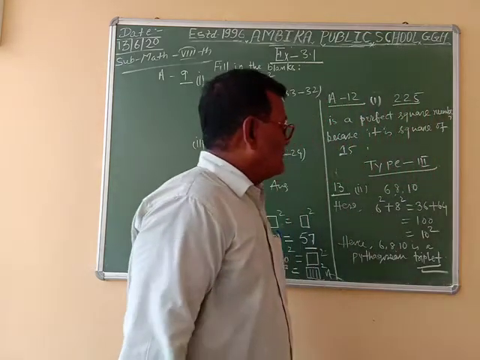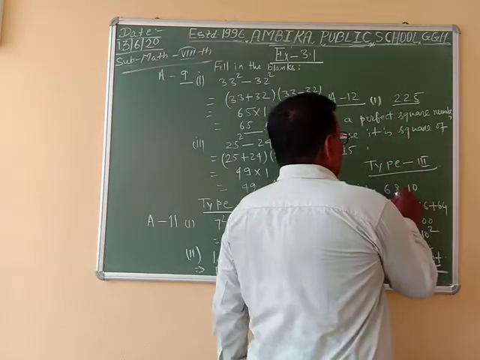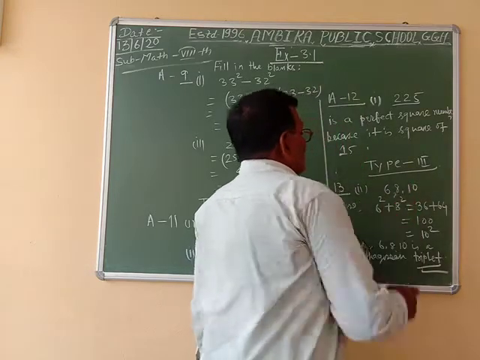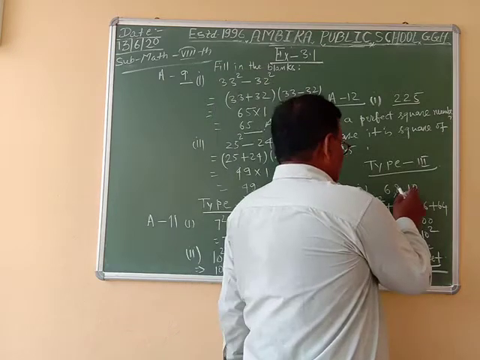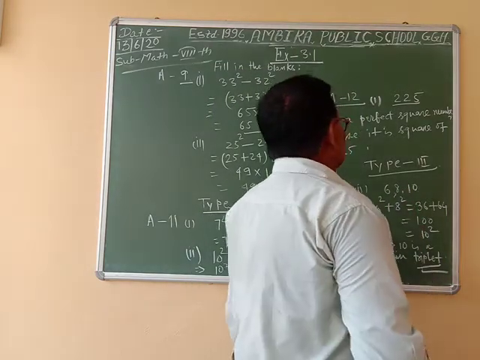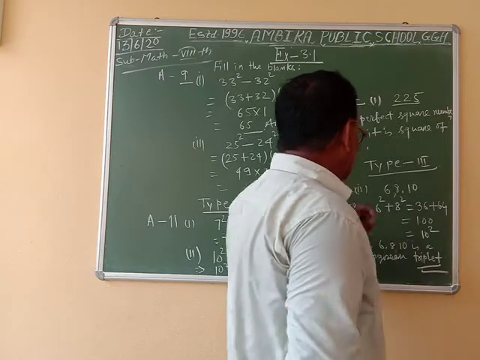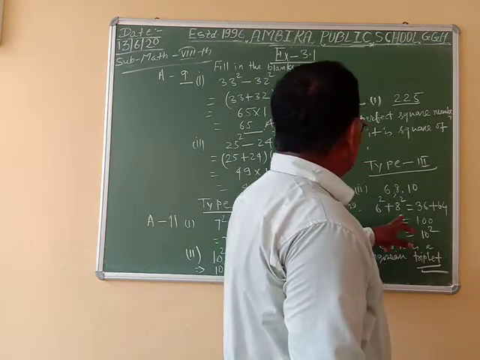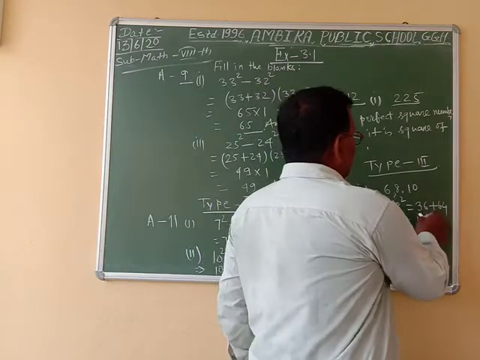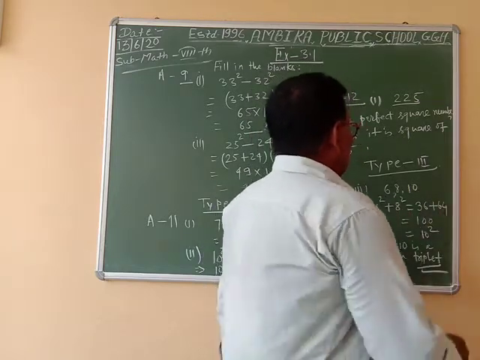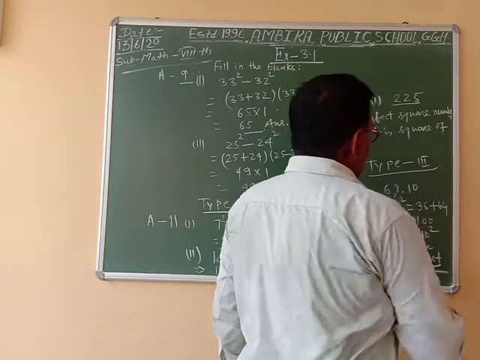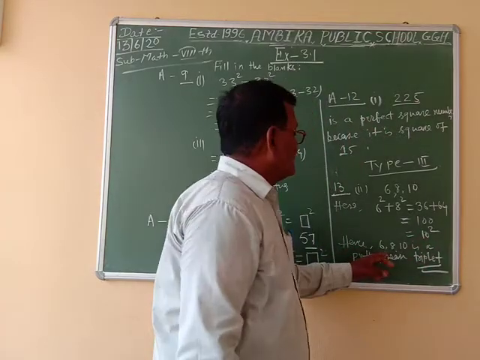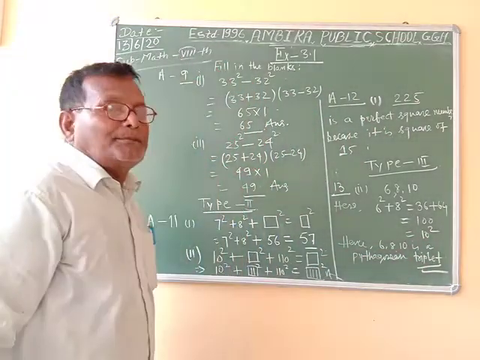To find a Pythagorean triplet, three numbers are in a Pythagorean triplet if the sum of the squares of two numbers is equal to the square of the third number. Here in 6, 8, 10 we see that 6 square plus 8 square is equal to 36 plus 64, which is equal to 100. As you know, 100 is equal to 10 square, hence 6, 8, 10 is a Pythagorean triplet.